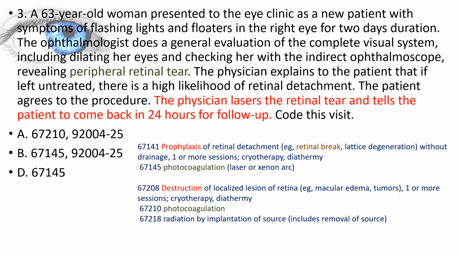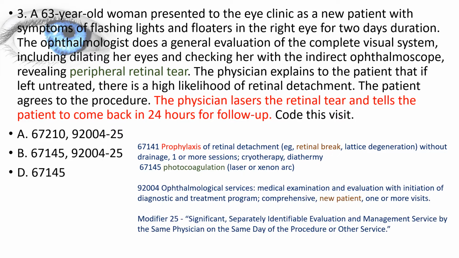67145. Again, we can find what? 67145 B and D are there. So which code do we have to use? What is 92004? It is ophthalmologic service, medical examination, evaluation with initiation of diagnostic and treatment program. It is comprehensive, new patient.